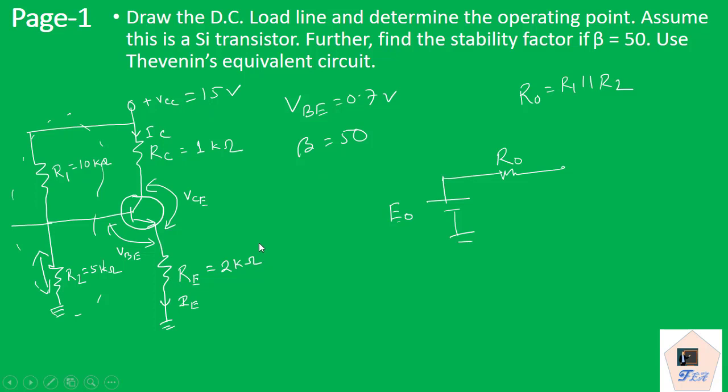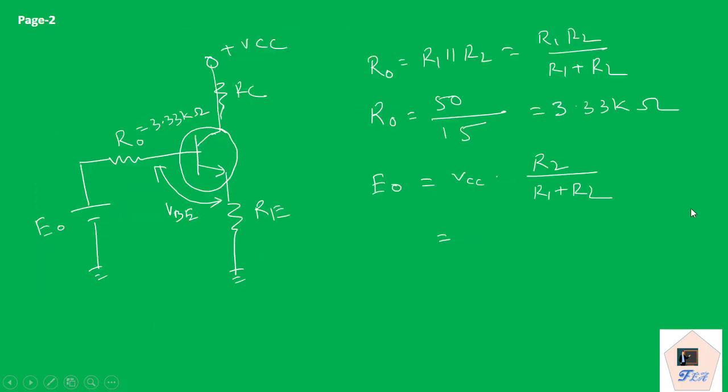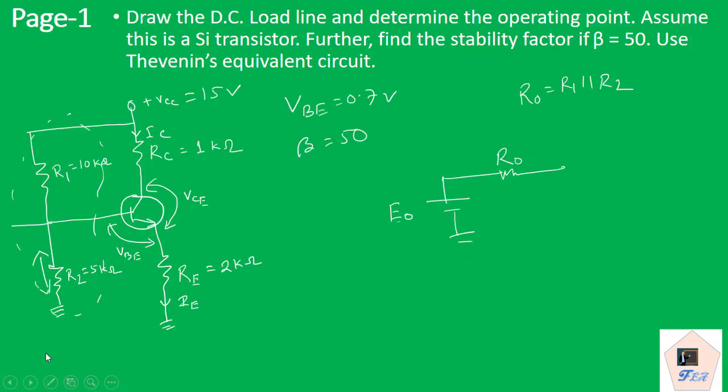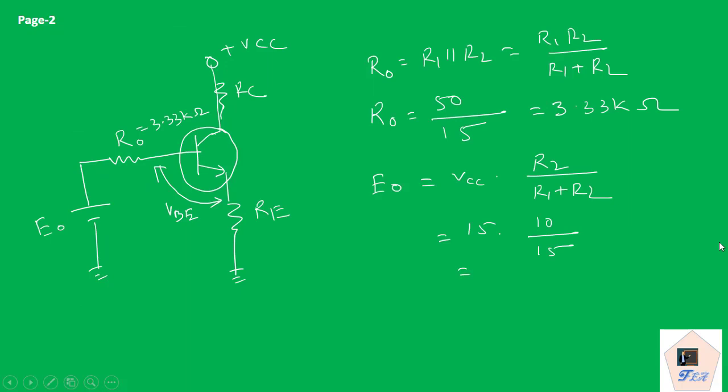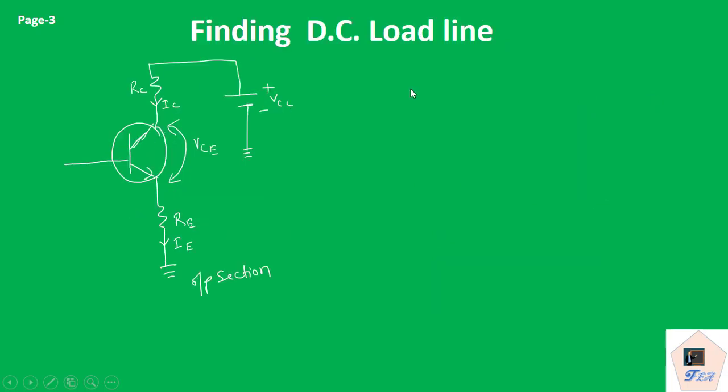Even in the previous problem also I have chosen it as 15 volt, but you are free to choose any other value also. So now if we put this value 15 volt, and R2 value is 5 kilo ohms, so 1/3 of 15, that is 5 volt. So E0 is 5 volt, and R0 we have as 3.33 kilo ohms. Okay. So now let us first find the DC load line.